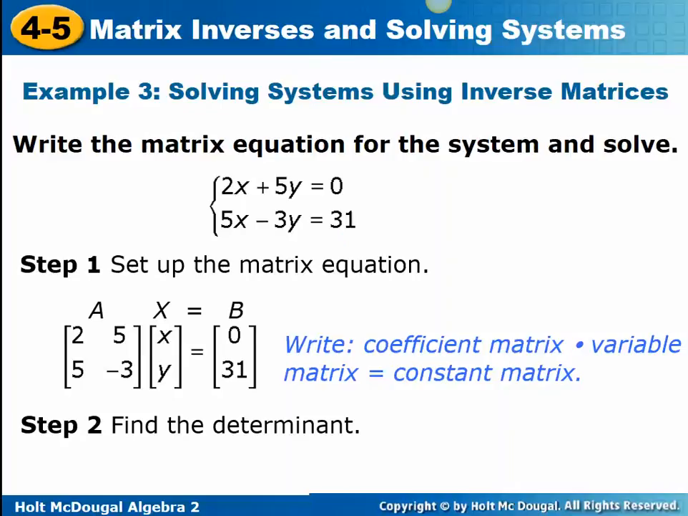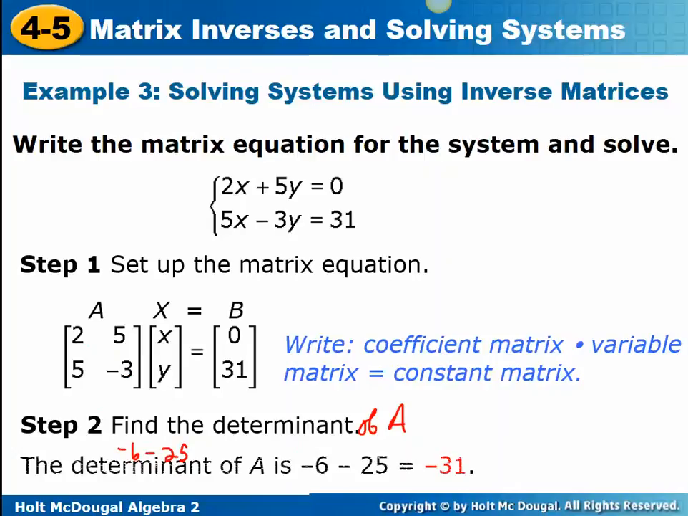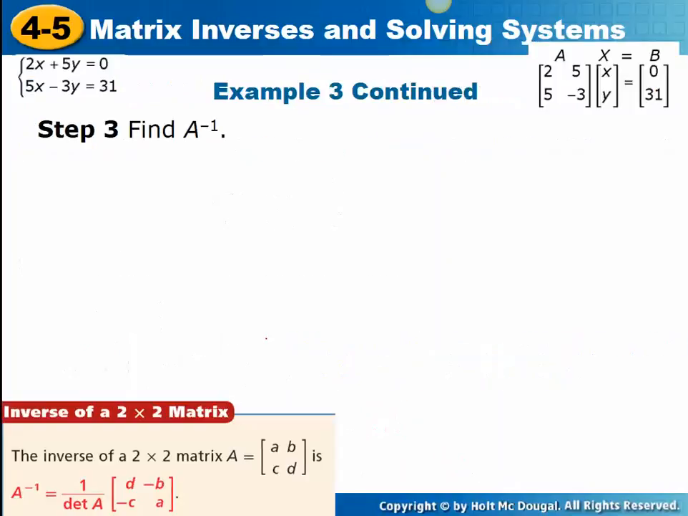Our second step is to find the determinant of A, because we're going to have to find the inverse of A. So we're going to need to know, first of all, if it has an inverse, and then find the determinant, because part of finding the inverse is 1 over the determinant times, and then you switch a couple things. So the determinant is 2 times -3 minus 5 times 5. So the determinant is -31.